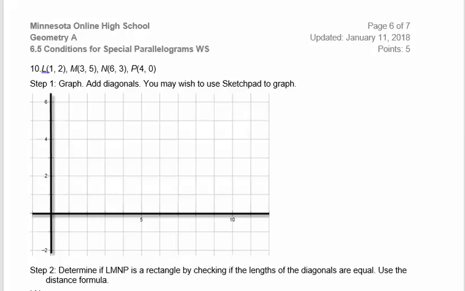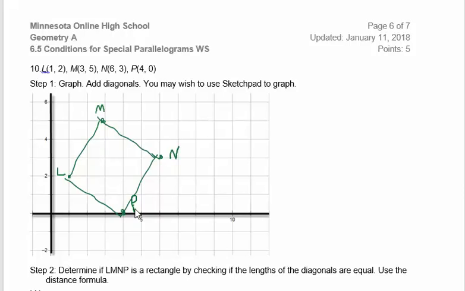So L is at 1, 2, so I'll put a point there. And M is at 3, 5. Our first step is to graph. N is at 6, 3. And P is at 4, 0. And then you'll connect these points with a straight line tool. I can't use my straight line tool when I'm recording very well. So that's my parallelogram.